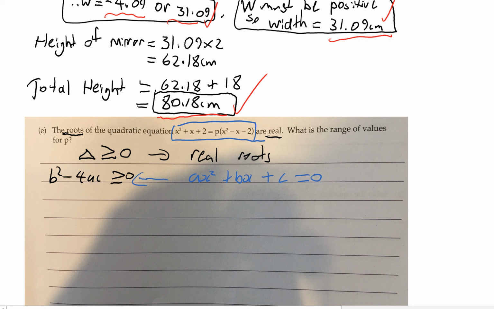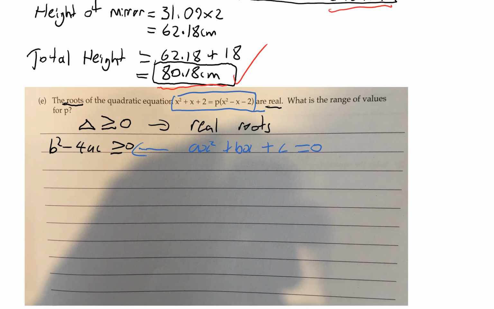Okay, so how do we do that? Well, I want you to pause the video and have a go at arranging this equation into the form ax squared plus bx plus c equals 0. Go ahead. Okay, first thing we do is write it out. So we've got x squared plus x plus 2.